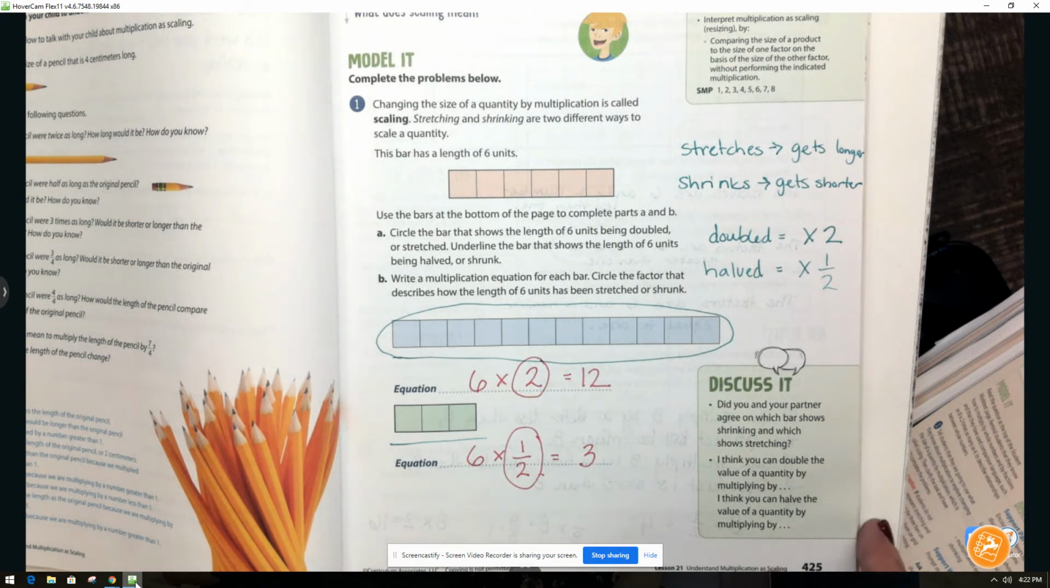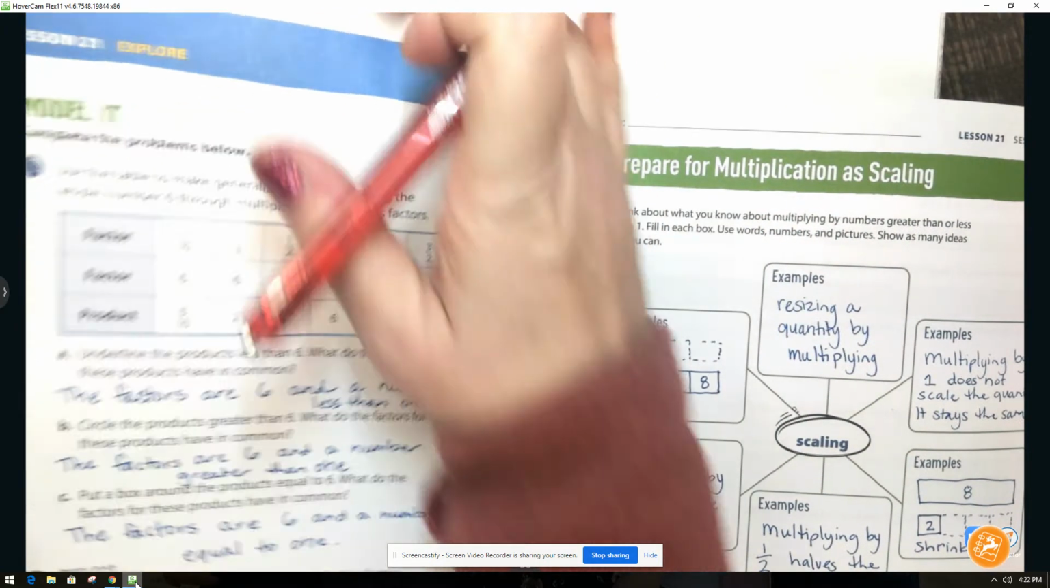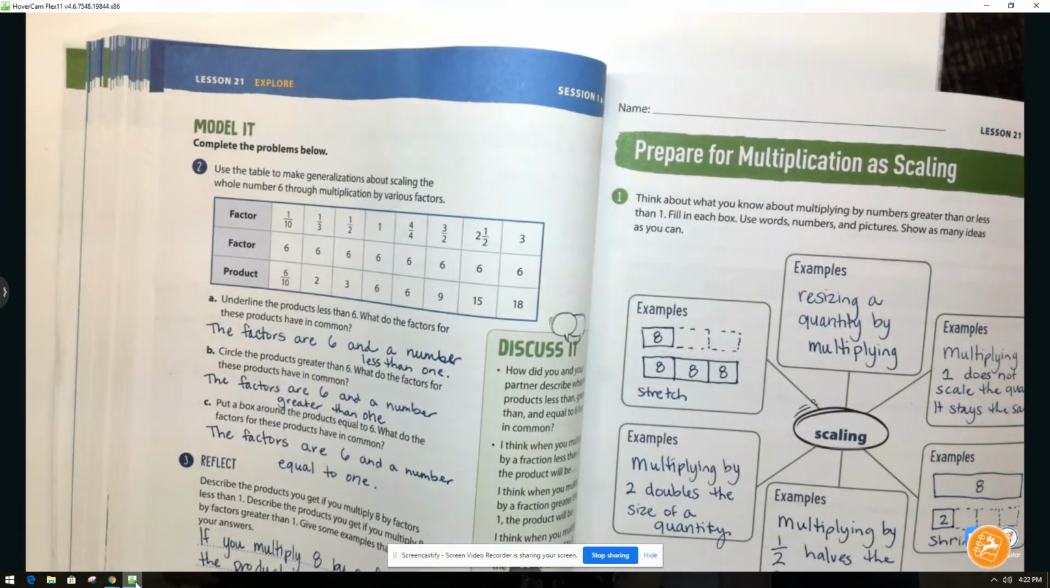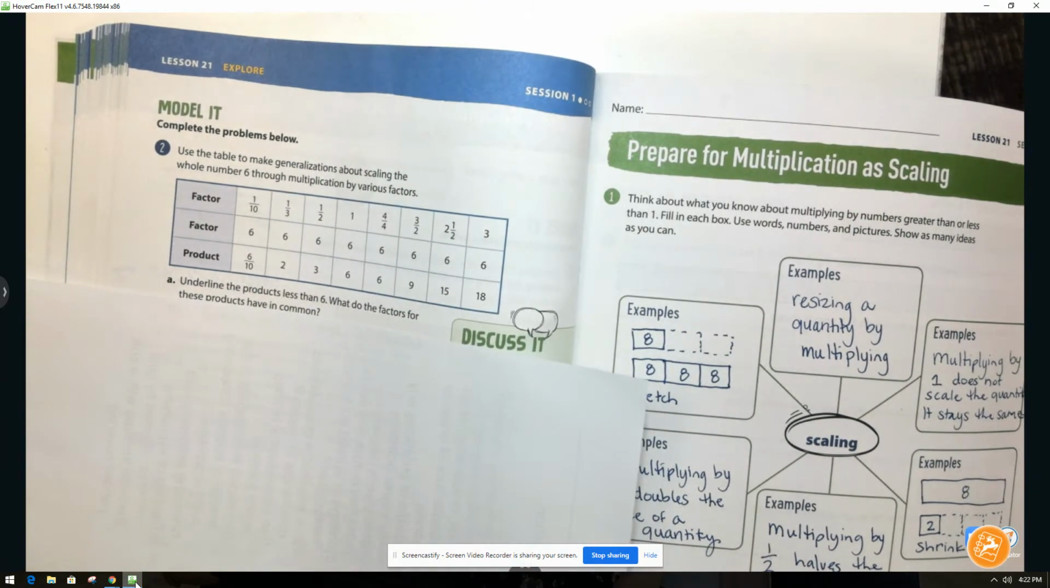All right, let's go ahead and go to the next page. Page 426. Now, I need to quickly grab a piece of paper. Now, on this page, we're going to look at this table here.